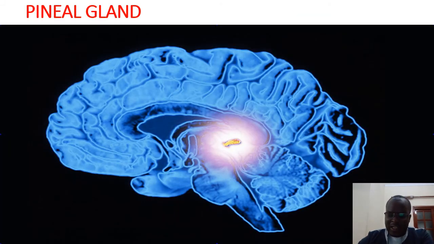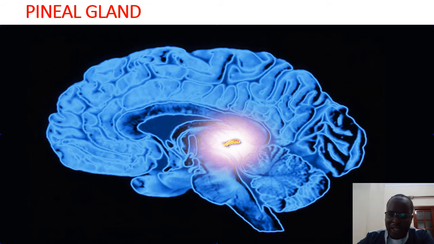Pineal gland, there is nothing much about the pineal gland, but we know it's the gland that is producing melatonin, and melatonin is a derivative of the tryptophan amino acid. I think you remember that. So there are some functions of this gland which are not well understood.